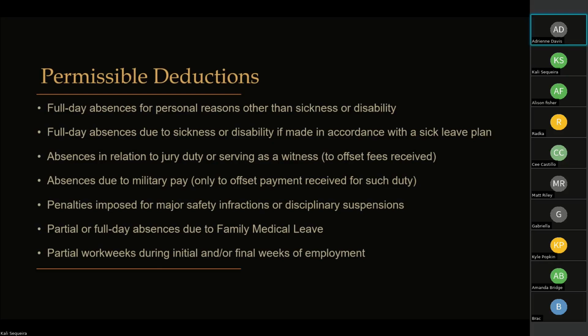Now returning it back to Callie, as she's going to be discussing permissible deductions. Thank you, Adrienne. Under the FLSA, an exempt employee must be guaranteed a minimum amount of income each work week in which work is performed, with only a few permissible deductions allowed.